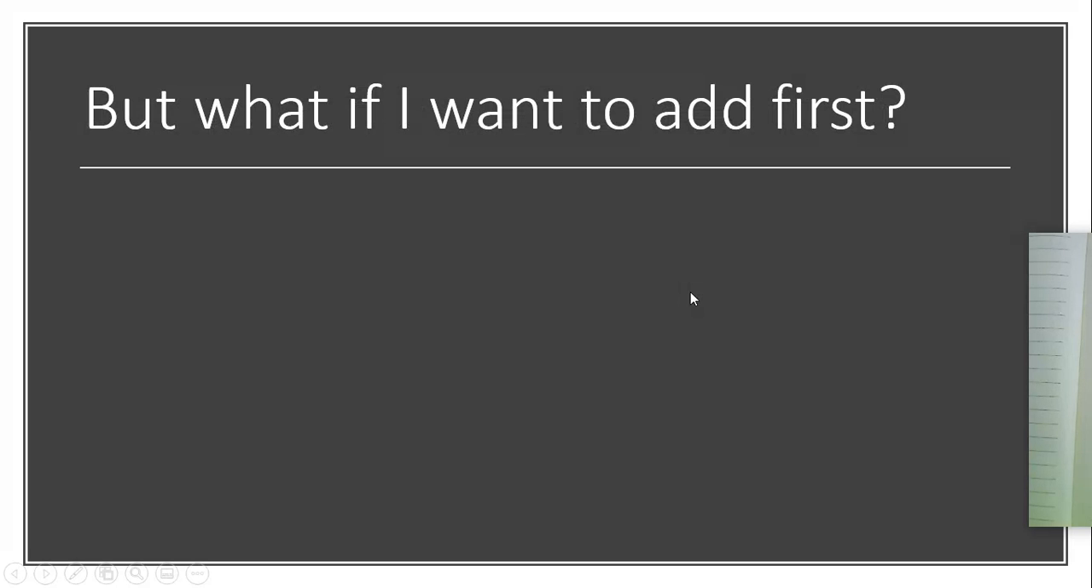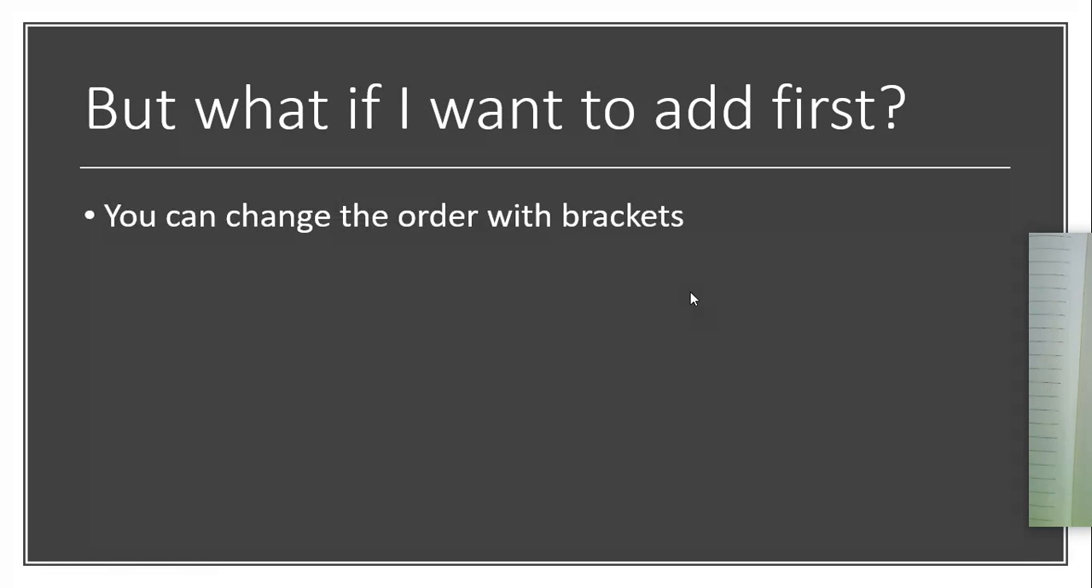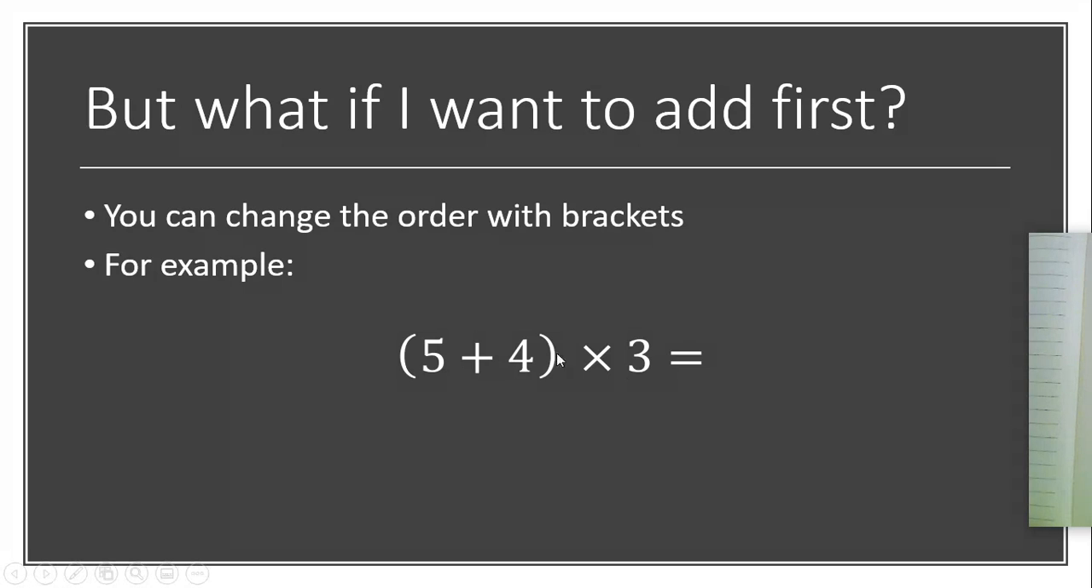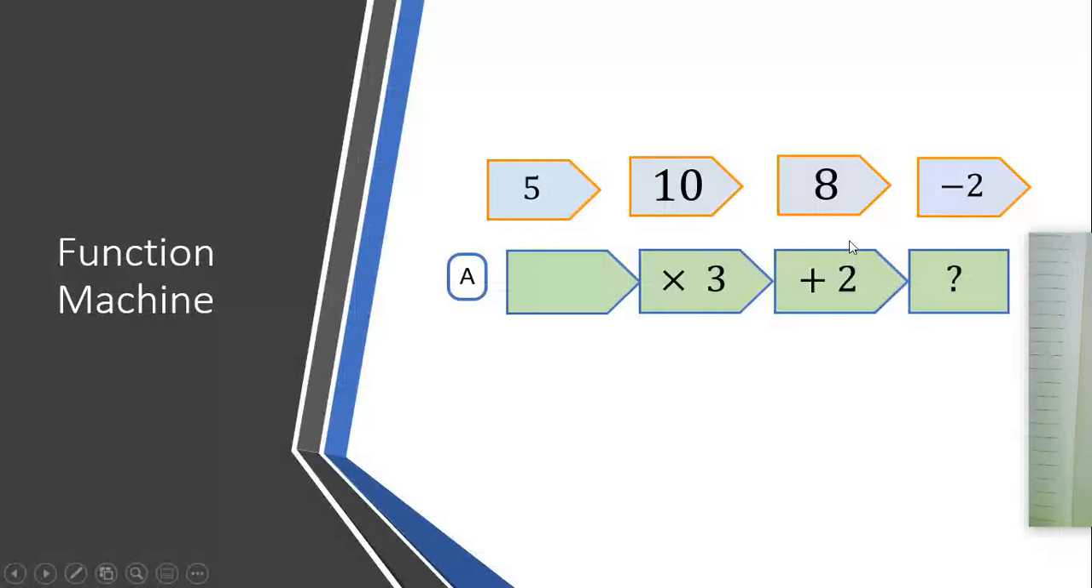What if you wanted to add first? Then how would you represent that? You could use brackets. So for example, if I wanted the person who's working at this sum to add the 5 and the 4 first, we would need to signify that with brackets. It's really important that you understand just why we have brackets. The function of the brackets is to tell us to change the priority of the operation. So in this case, we're saying, please add first. Please do this first. So we can think of this as a function machine.